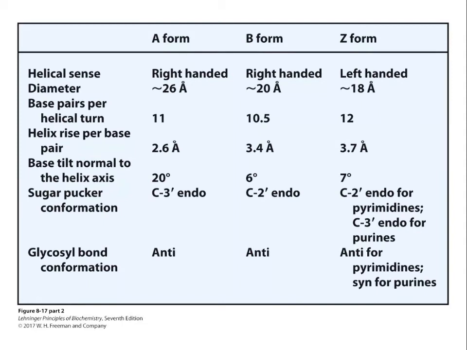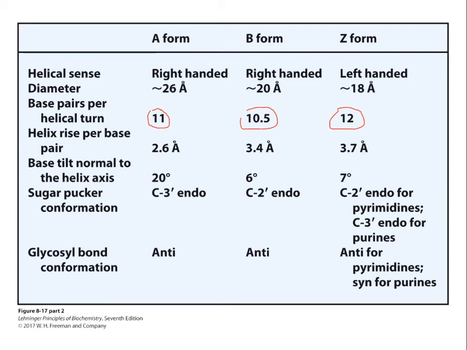You have to know this. They might ask you a question about the A form, so focus on this table and understand it, please. Base pairs per helical turn: we need 11 here. In the B form, we need fewer base pairs, 10. Here we need more base pairs. So we need more base pairs to form the Z form.